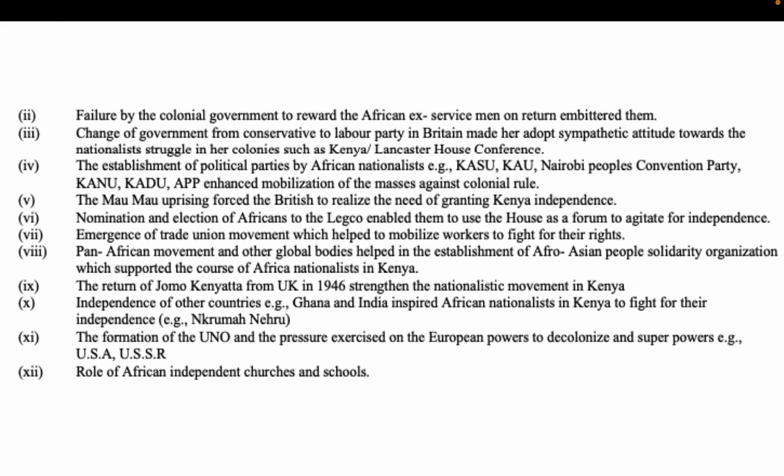Independence of other countries, e.g., Ghana and India, inspired African nationalists in Kenya to fight for their independence, e.g., Nkrumah and Nehru.